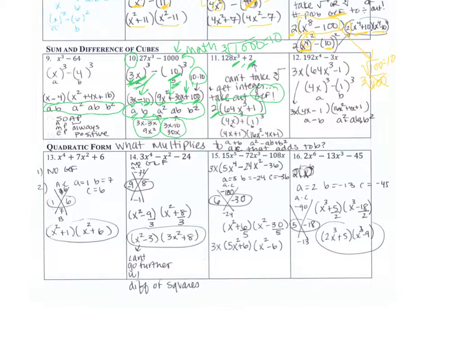You then pretend that you're not looking at the 2. Cube root of 1 is 1, so B is 1. Cube root of 64 is 4. And then we have an x. So A is 4x, and then B is 1. A squared, 4x times 4x is 16x squared. A times B is 4x. B squared is 1.